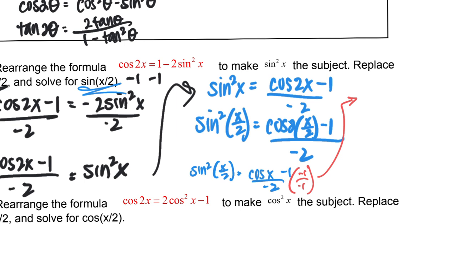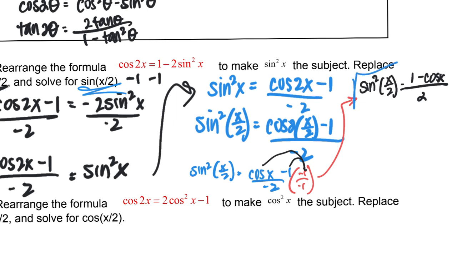So I'm going to rewrite this as sine squared of x over 2 is equal to, I'm going to distribute the negative 1. Negative 1 times negative 1 is positive 1. And then we're going to have a minus cosine x. But then in the denominator, negative 1 times negative 2 is positive 2. So now I don't have as many negatives as before.